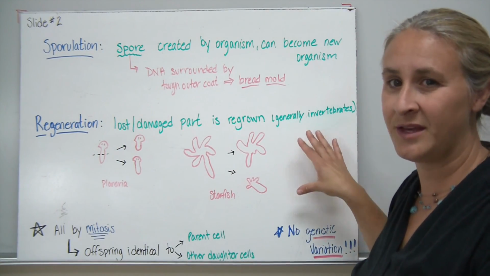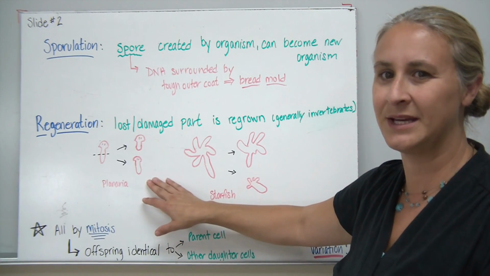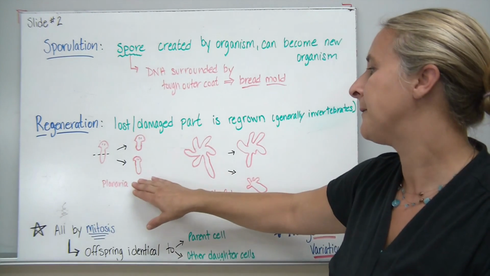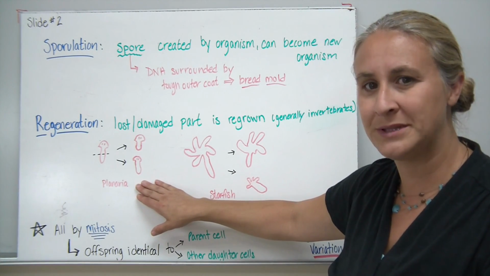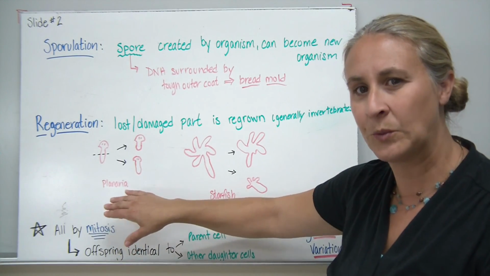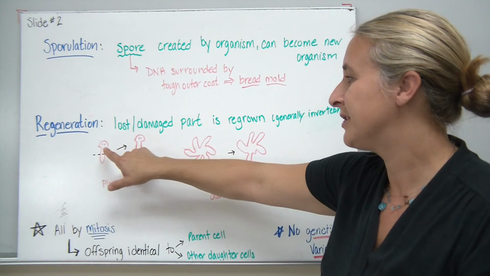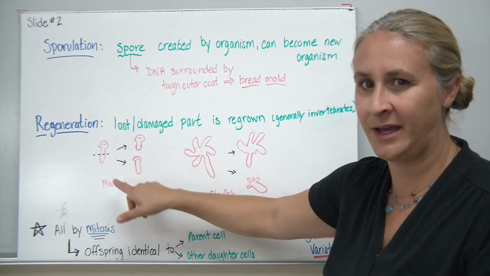Typically, this is done with invertebrates, things without a backbone. So things like worms typically can do this, and starfish. So this is a type of worm called a planaria. And a planaria, and some of you may be familiar with worms, can be cut in half or partially cut so that it forms a head and a tail end.